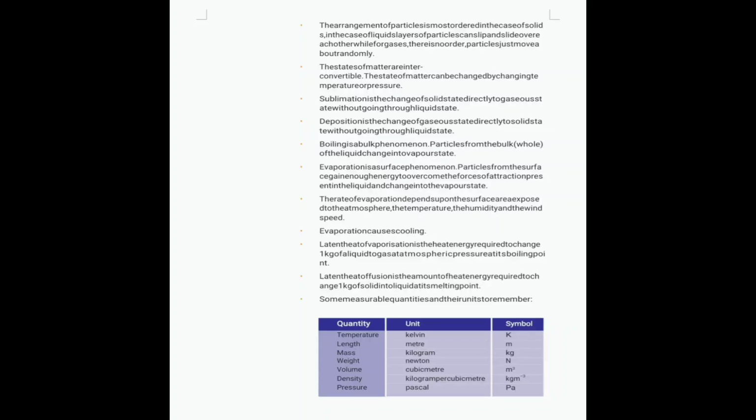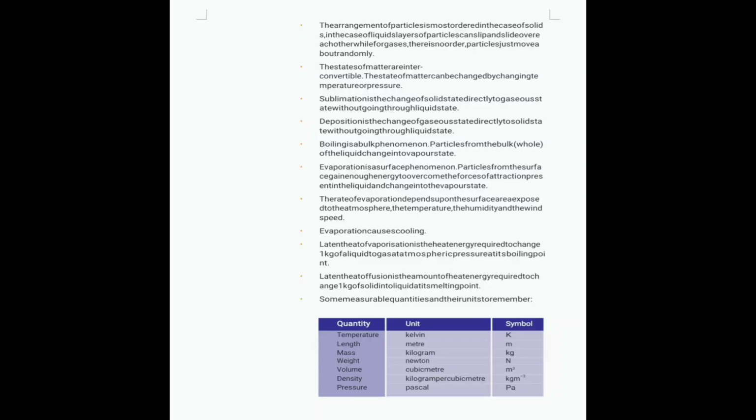Evaporation is a surface phenomenon. Particles from the surface gain enough energy to overcome the forces of attraction present in the liquid and change into the vapor state. The rate of evaporation depends upon the surface area exposed to the atmosphere, the temperature, the humidity and the wind speed. Evaporation causes cooling. Latent heat of vaporization is the heat energy required to change 1 kilogram of a liquid to gas at atmospheric pressure at its boiling point.